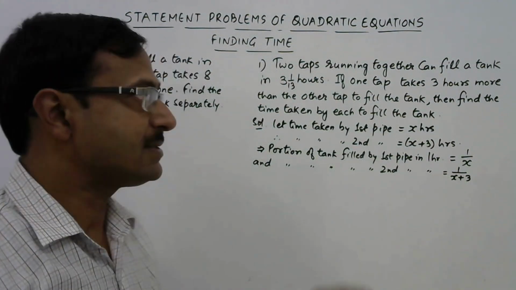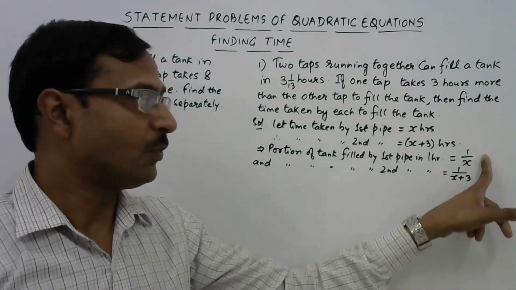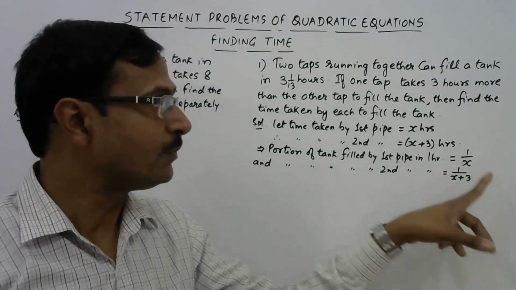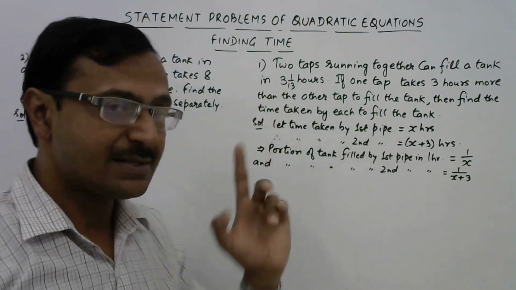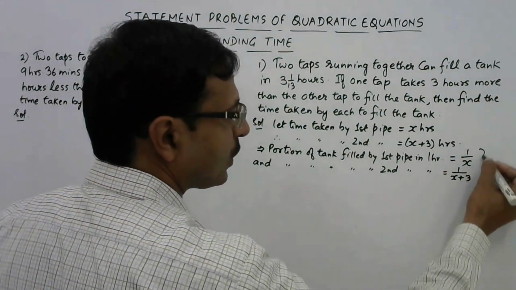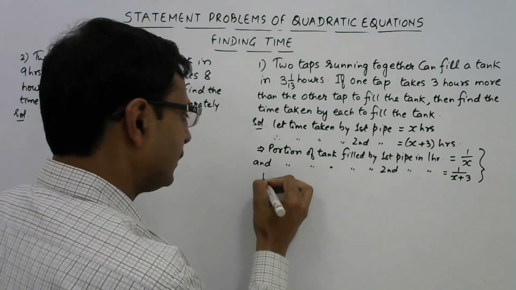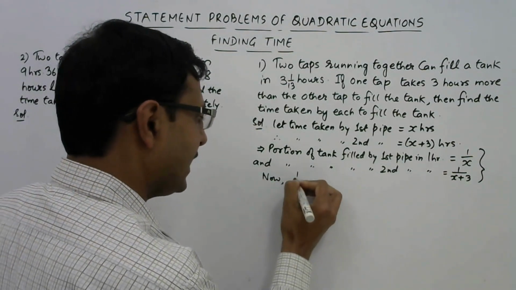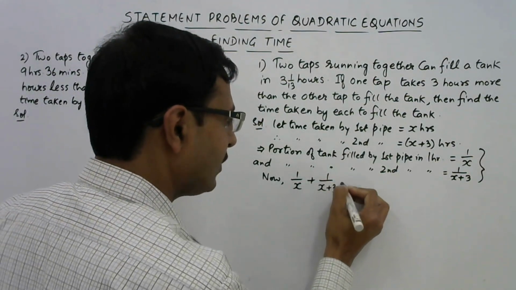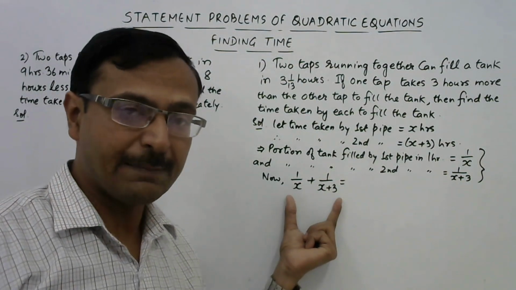The first statement is, when they are running together, that means this much work is done in 1 hour by them together, the sum of these two. Then the total time taken is 3 1 by 13 hours. So when we have taken the reciprocal of these two, just add the reciprocals, that is 1 by x and 1 by x plus 3, and this is actually one hour work of both the pipes together.